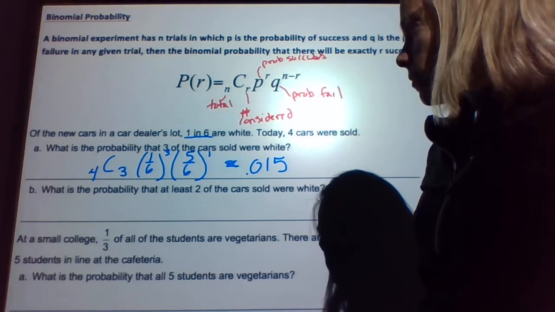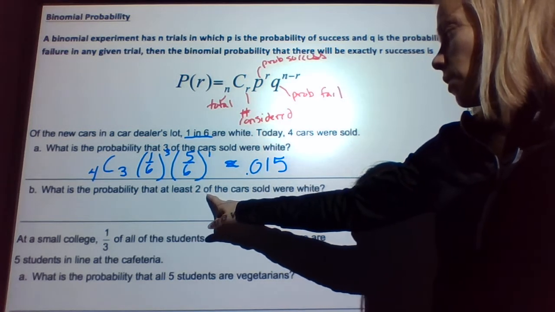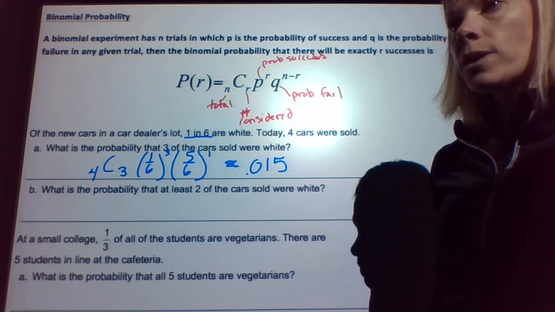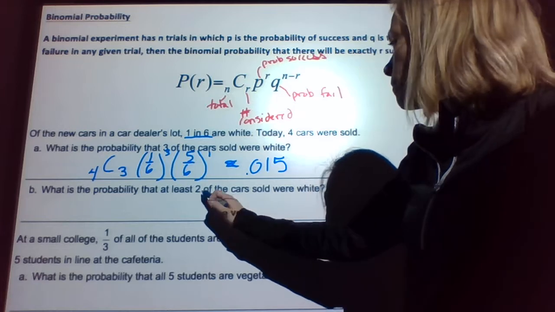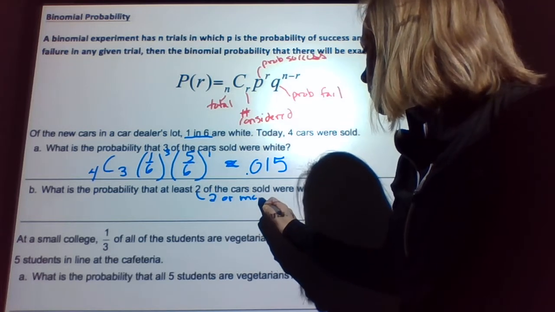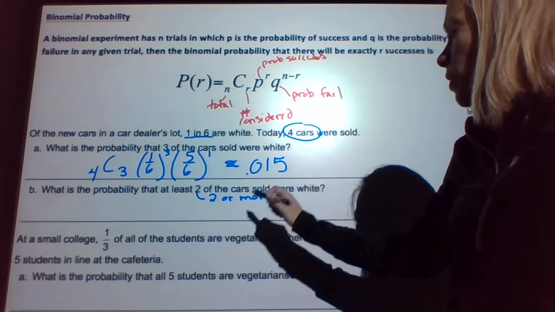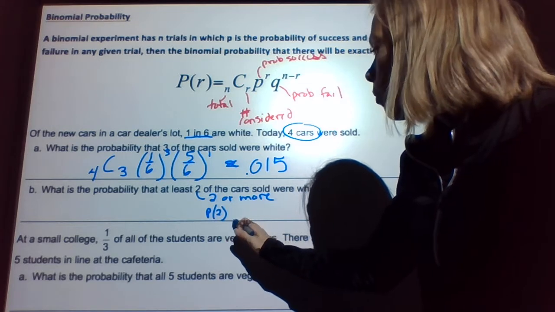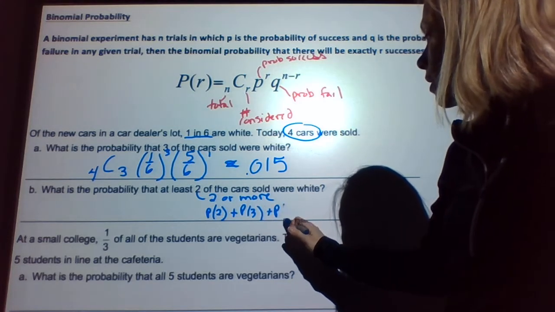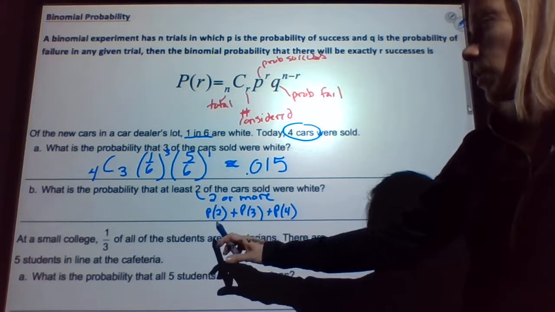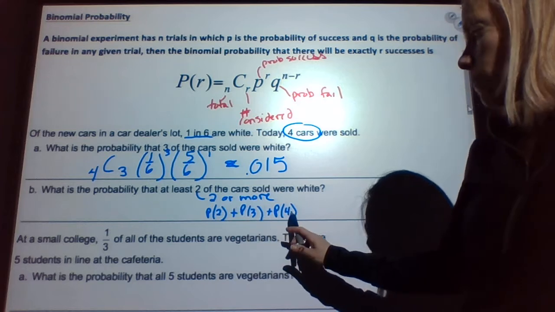Okay, so let's try another one here, because of course they get a little bit trickier. What is the probability that at least 2 of the cars sold were white? So what does at least 2 mean? At least 2 means two or more. I only have 4 cars, so that would be the probability of 2, or, that means add, the probability of 3, or the probability of 4 of the 4 cars. I already have 3, that's right here, so I would need to calculate the 2 and 4.